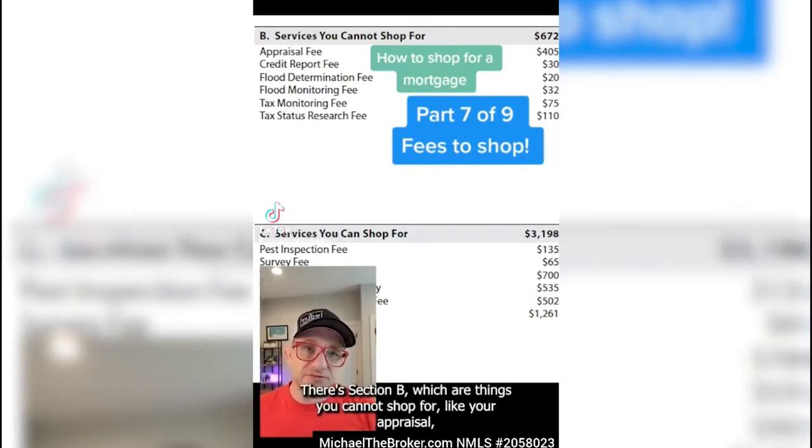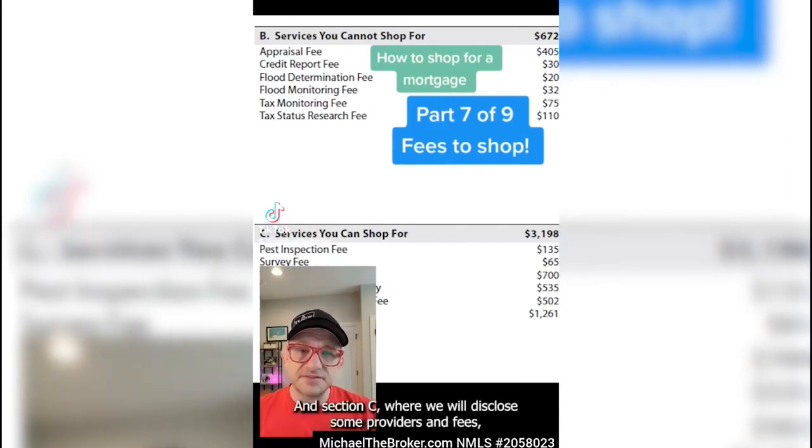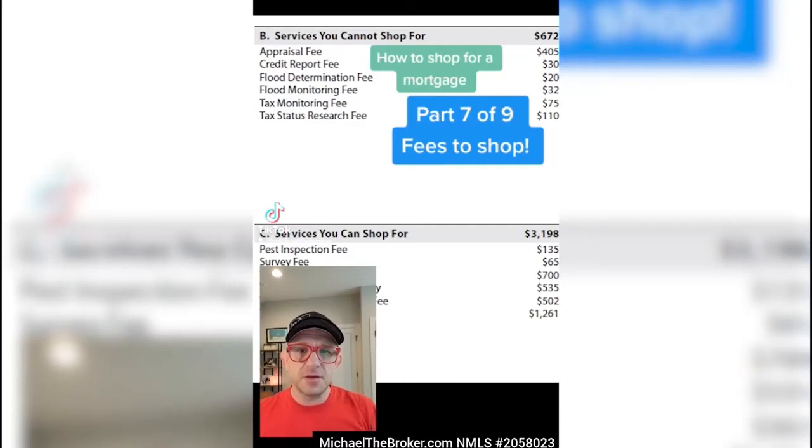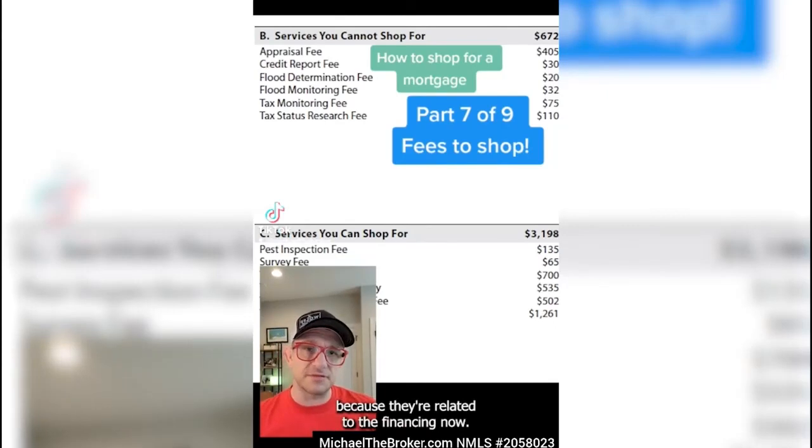There's section B, which are things you cannot shop for, like your appraisal, your credit report vendor, and some other small verifications and services. And section C, where we will disclose some providers and fees, but you can actually shop around and pick the different providers. Now, in different areas, many times the seller actually picks these services, but technically, as a buyer, you are able to pick these because they're related to the financing.